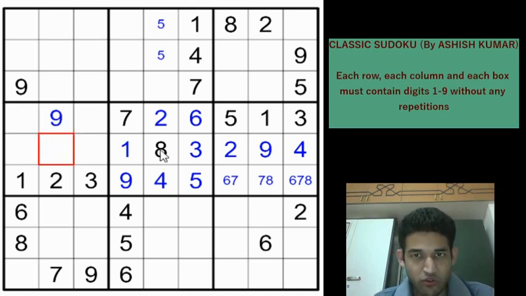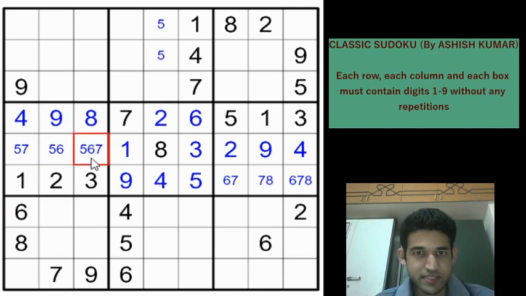Along row 4, 2, 6, 7, 9, 1, 3 and 5 are placed. Remaining digits are 4 and 8. 8 cannot go here, so this will be an 8 and this will be a 4. Nice and clean so far. 2, 4, 9, 1, 3, 8 are in row 5. Remaining digits are 5, 6 and 7. You have a 6 here, so this will be a 5 and a 7. This will be a 5 and 6 because of the 7 here, and this will be 5, 6 and 7.